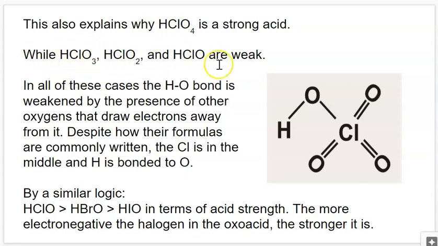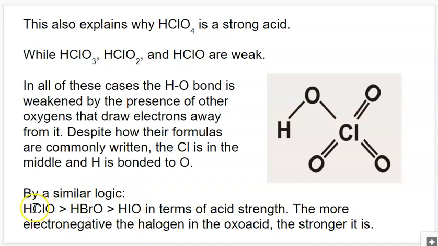Whereas here, the hydrogen is going to see those electrons a little bit more because the rest of the molecule is slightly less electronegative than HClO4 is. And by a similar logic, we can compare HClO, HBrO, and HIO in terms of acid strength. HClO is going to be a stronger acid than the bromine or iodine versions of it because chlorine is more electronegative than bromine, which is more electronegative than iodine.